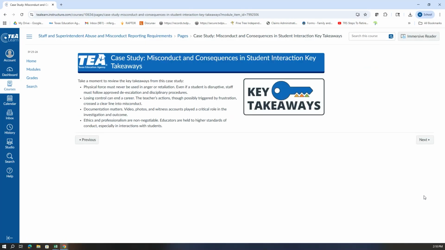Takeaways from this case study: physical force must never be used in anger or retaliation, even if a student is disruptive. Losing control can end a career. The teacher's actions, though possibly triggered by frustration, crossed a clear line into misconduct. Documentation matters, and ethics and professionalism are non-negotiable. Educators are held to a higher standard of conduct, especially in interactions with students.